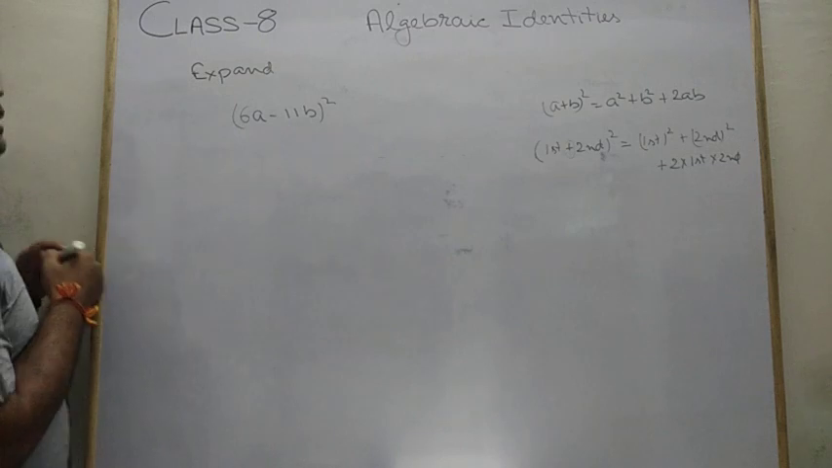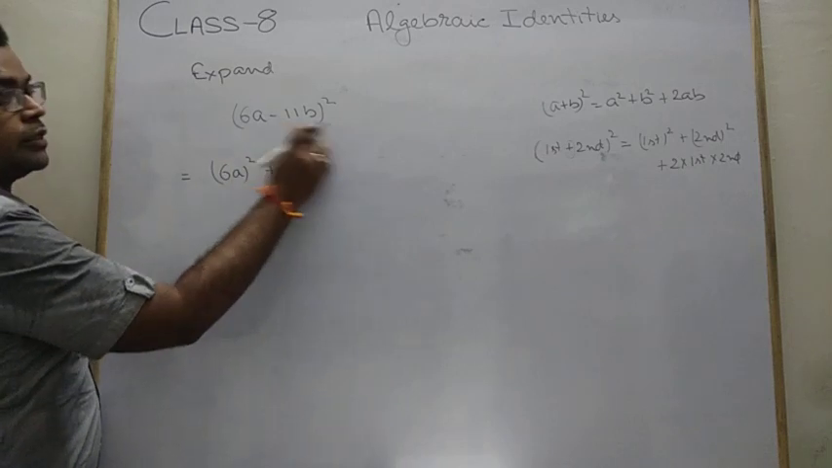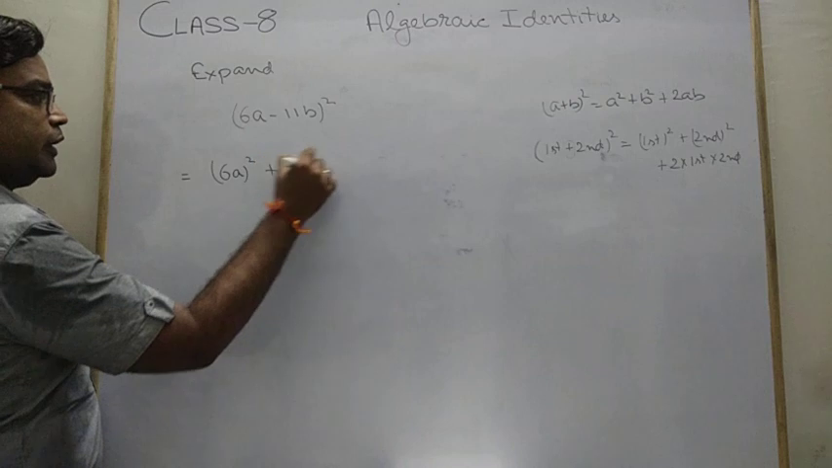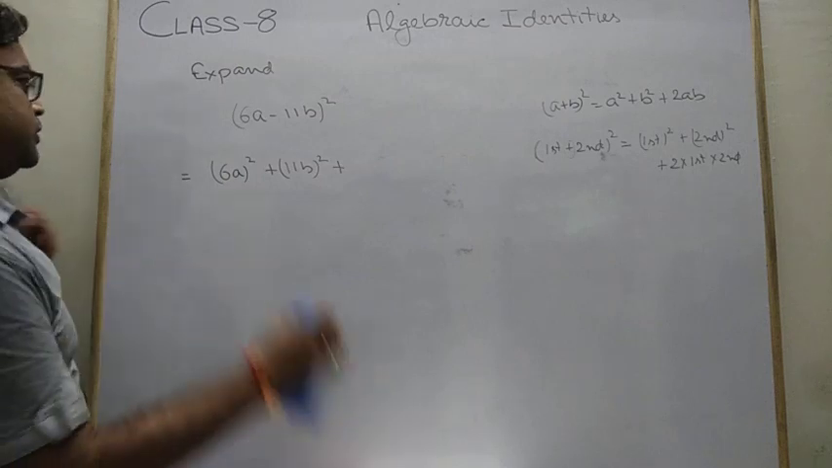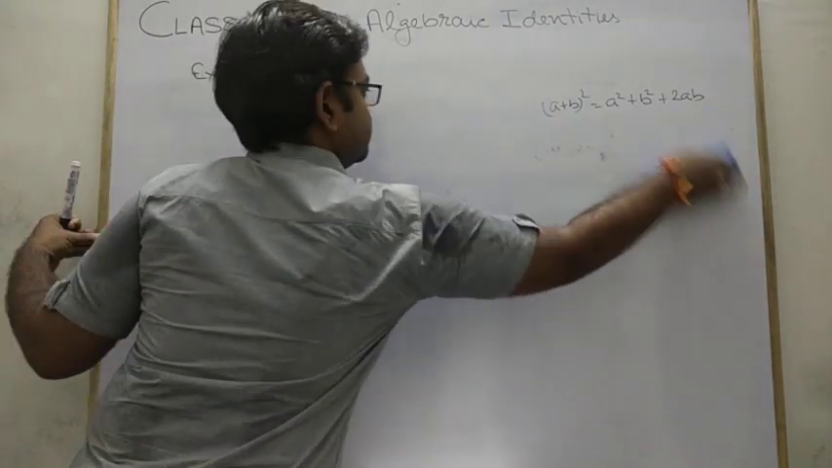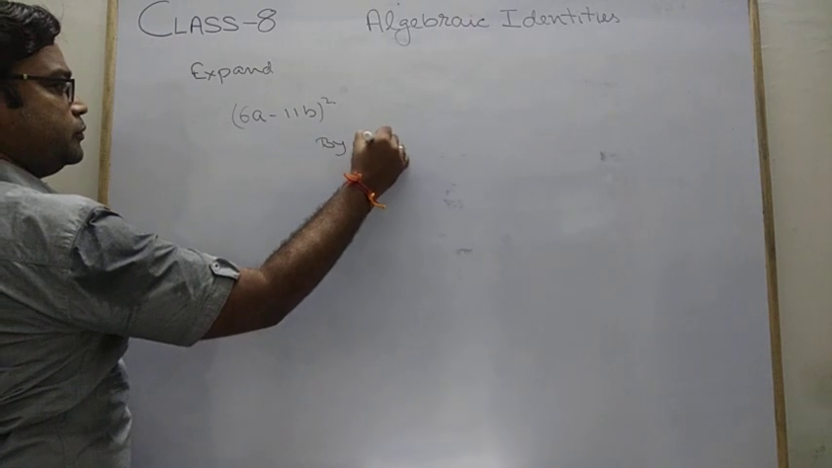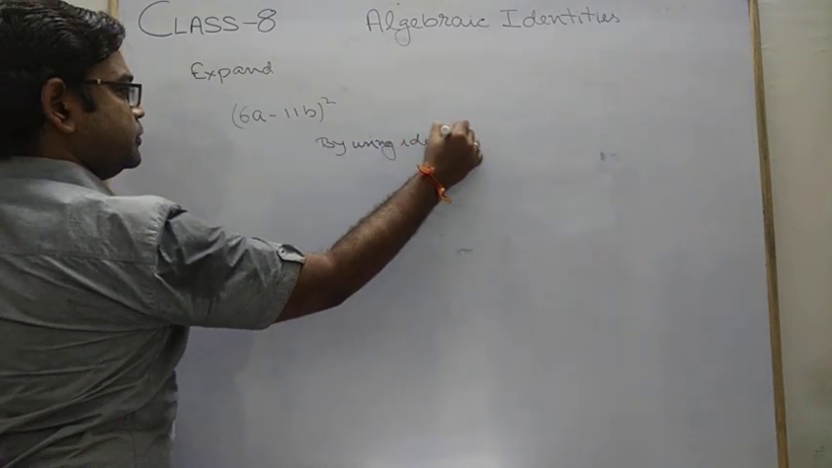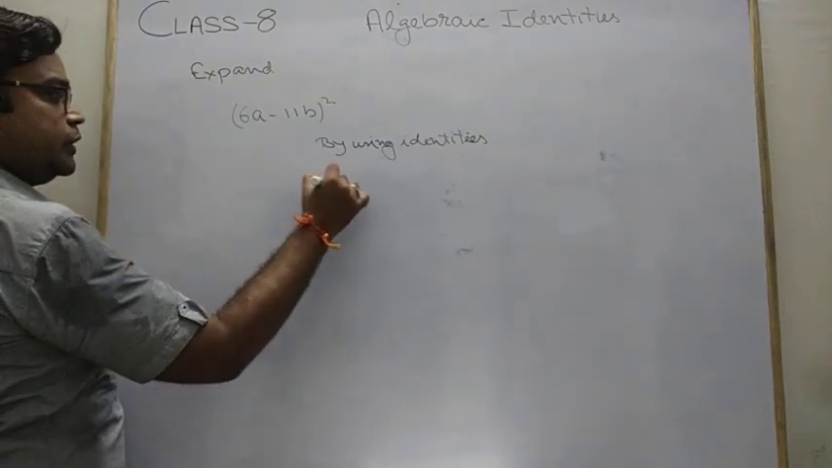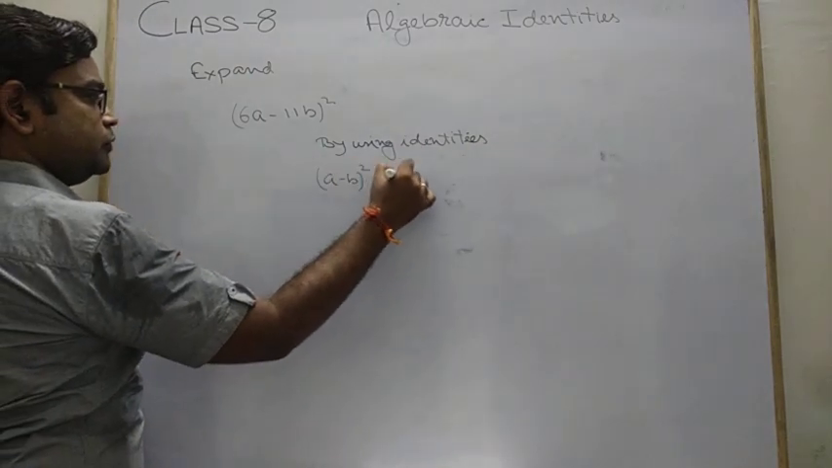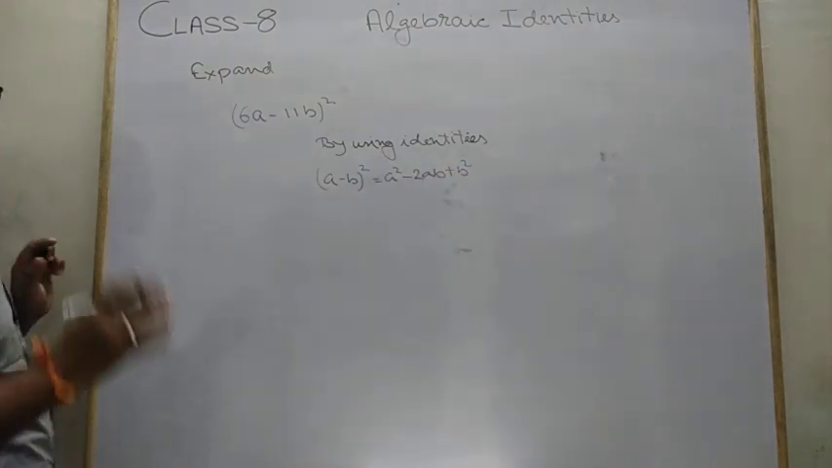Now see, it's (6a minus 11b) square. So how do we solve? 6a first term square plus second term square, it's 11b square, plus. Okay, this you can use the learned identities. I'm not going to force you to solve this way, but you can solve by using identities. What is the identity? (a minus b) whole square equals a square minus 2ab plus b square. Whether you write plus b square here or there doesn't matter.